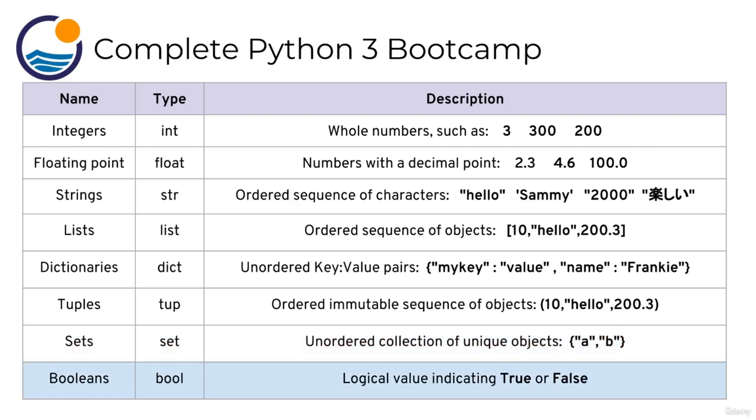Then finally, we'll talk about Booleans, which are just logical values indicating true or false. Notice how we have capital T and capital F. That sort of syntax is necessary for Python. So those are all the basic data types.